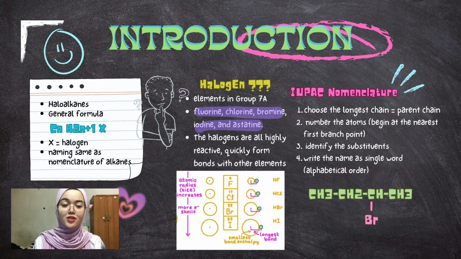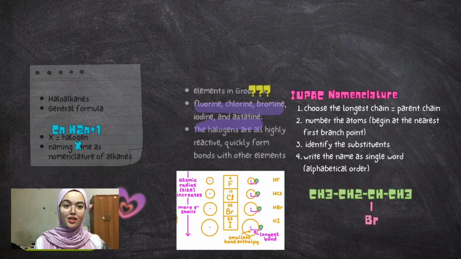First, we need to choose the longest and continuous chain. Second, number the atoms beginning at the nearest first branch point. Third, identify the substituents, and lastly, write the name as a single word according to alphabetical order.